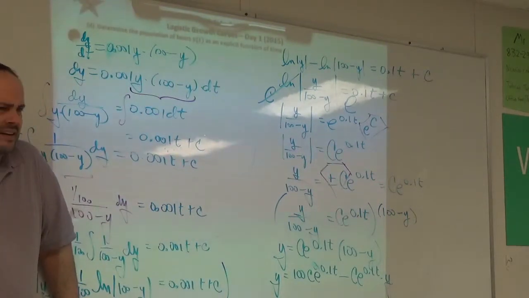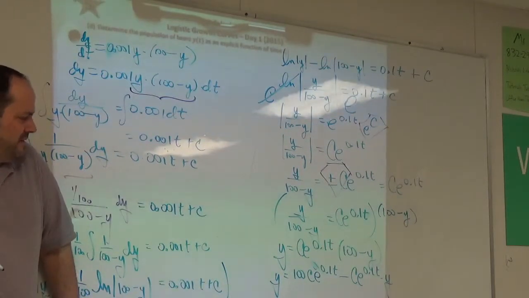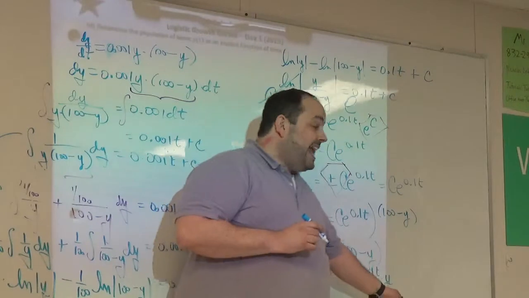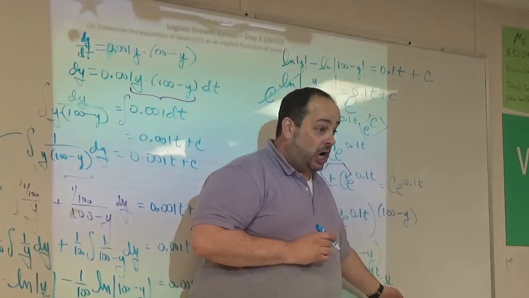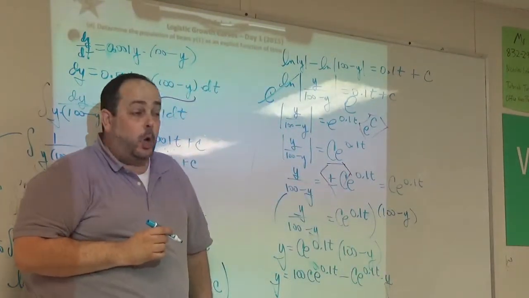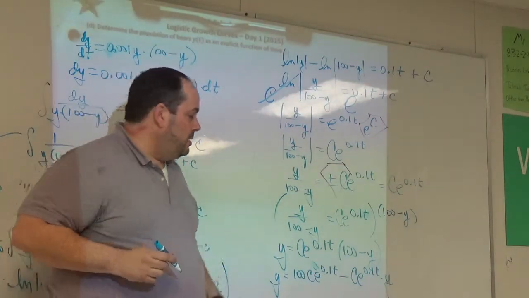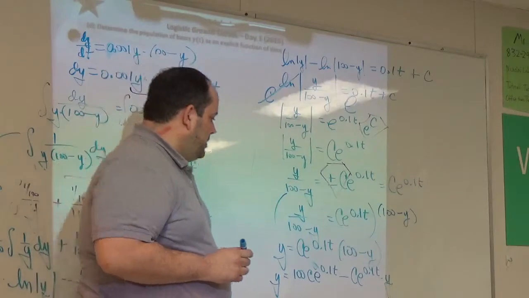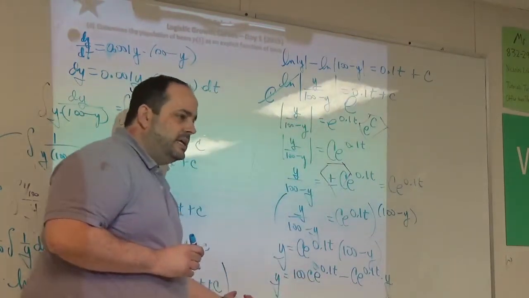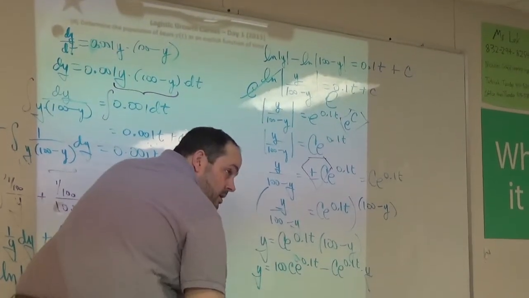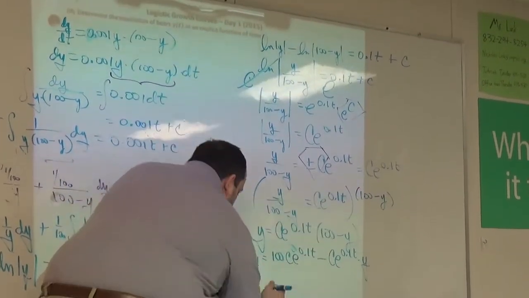And what's the goal again? I want to solve for y. I've got a y over here, and I've got a y over here. Can you just add the last part to both sides? Is that legal? Yes. And why is that better? Then after that, you can factor out the y.